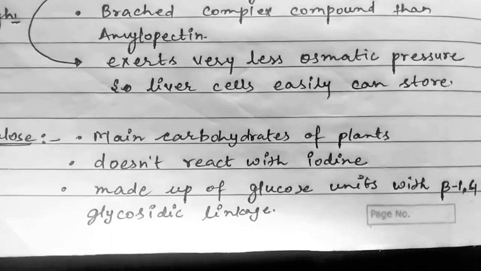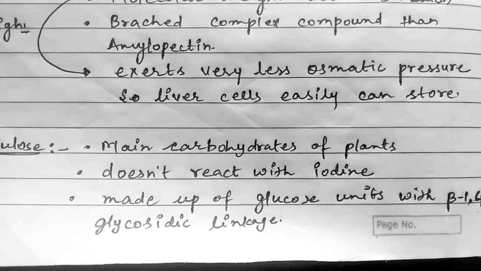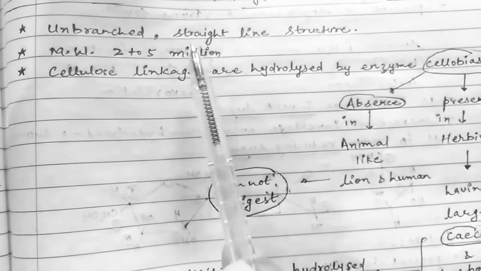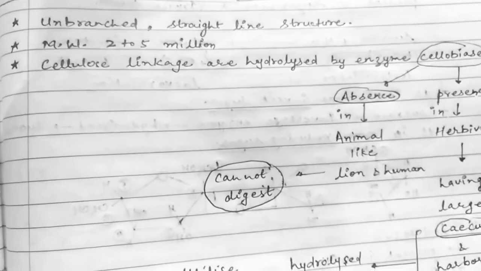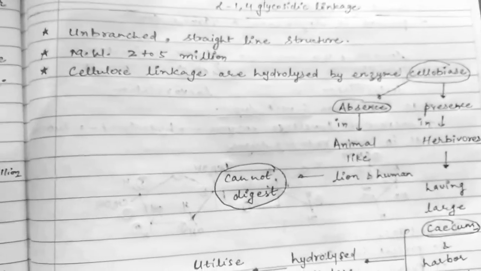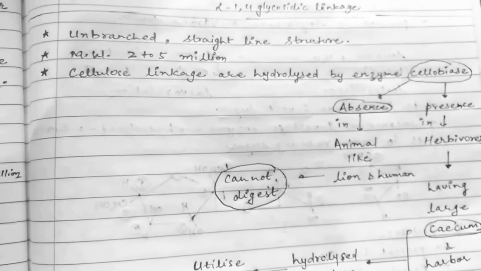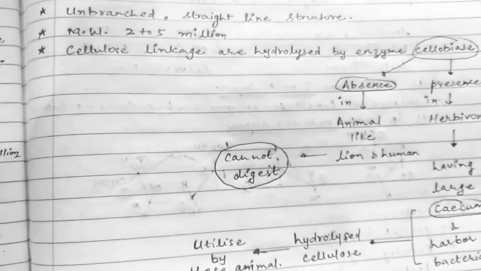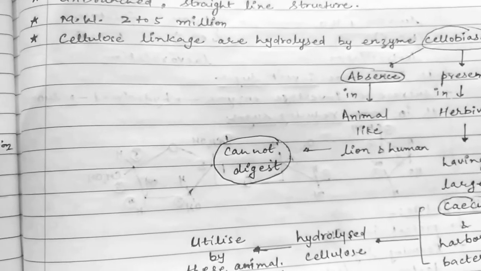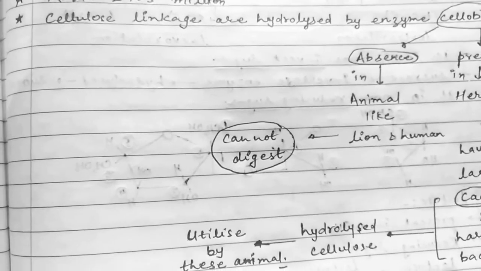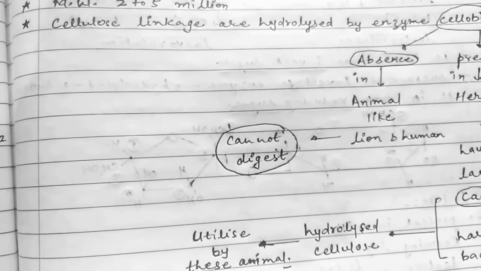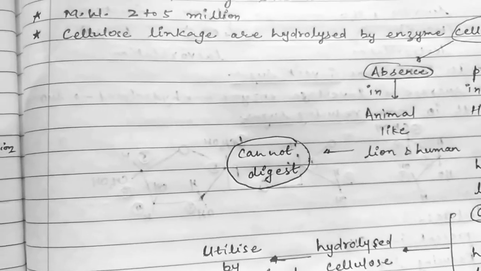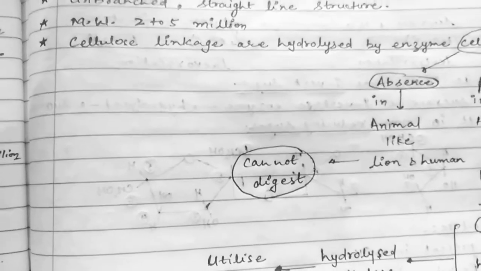Yes. Then student, we will talk about the structure of cellulose. This one is an unbranched compound with a straight structure, and the molecular weight is around 2 to 5 million. And student, I want to tell you one thing about the cellulose. Carnivores and humans cannot digest the cellulose, while herbivores can digest the cellulose and utilize it. Why can we not utilize it and these herbivores can? So we will talk about this.